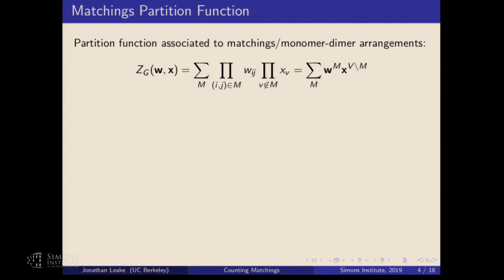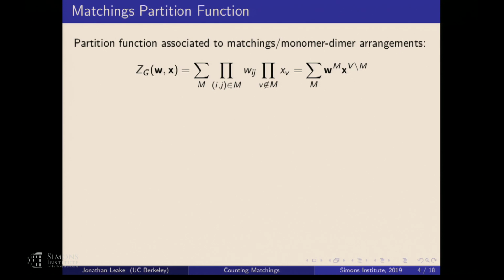Okay. So you can associate a partition function to these arrangements. And basically the idea is to each edge you associate some weight, to each vertex you associate a variable, and then you sum over all of these arrangements, multiplying together the weights of each edge in the arrangement, and then the variables associated to each vertex that are not in the dimer, so the monomers. And I'm going to sometimes use this shorthand, which a number of speakers have used before, where you have a vector raised to a vector, and it means the product over the base to the exponent. Okay.